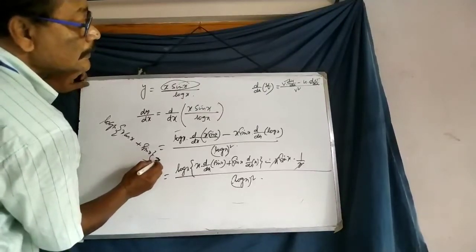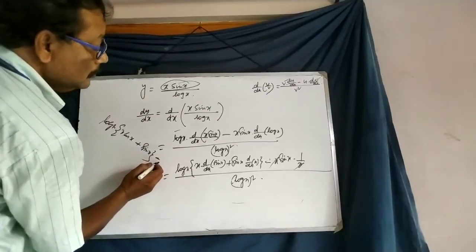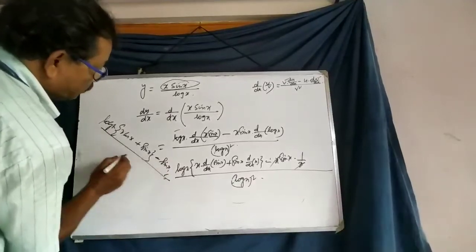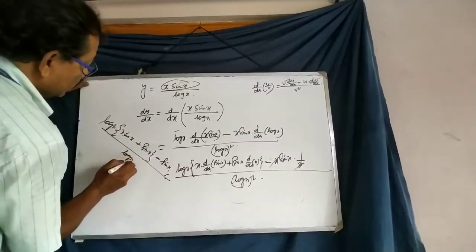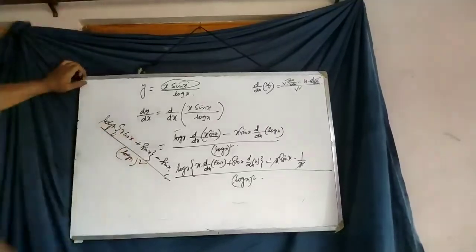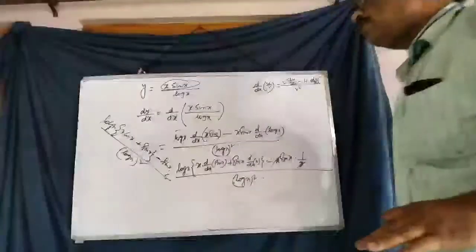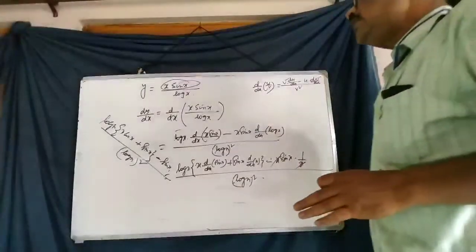minus only sin x, divided by log x whole square. This is the result of the function. This is the differential coefficient of the function x sin x by log x.